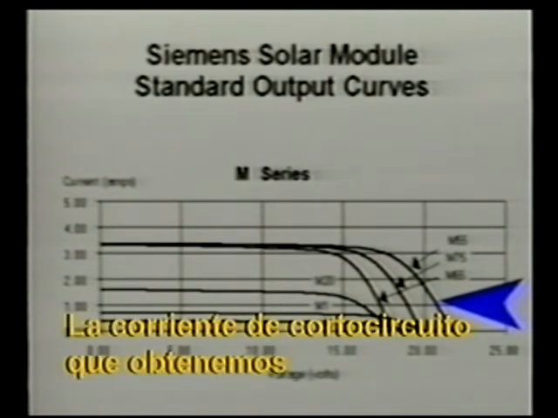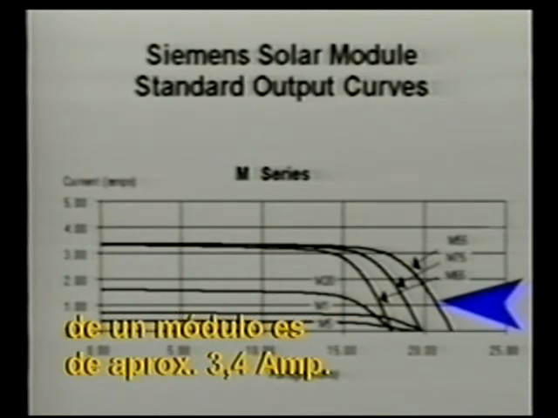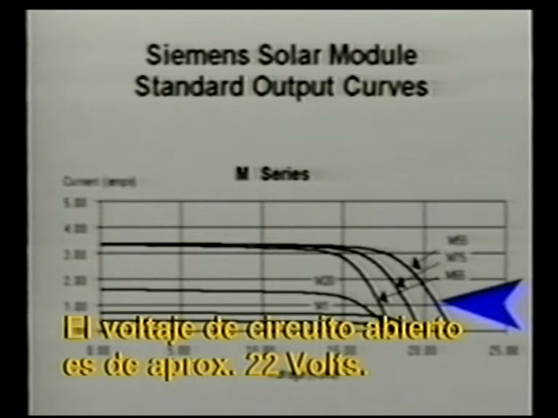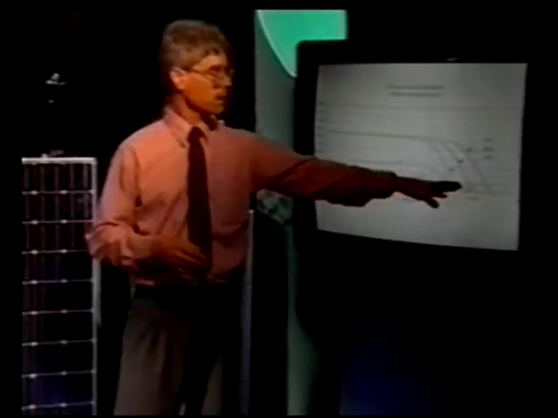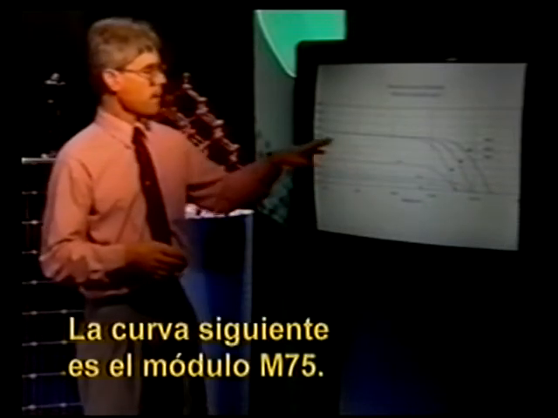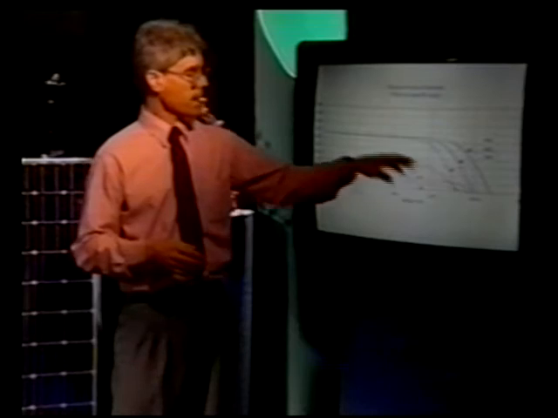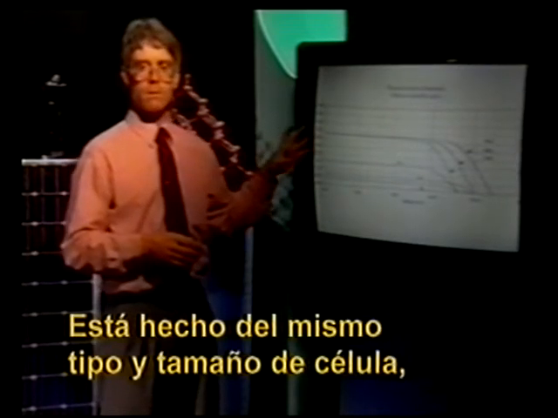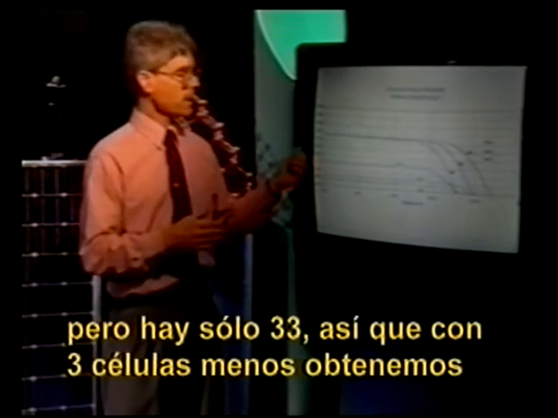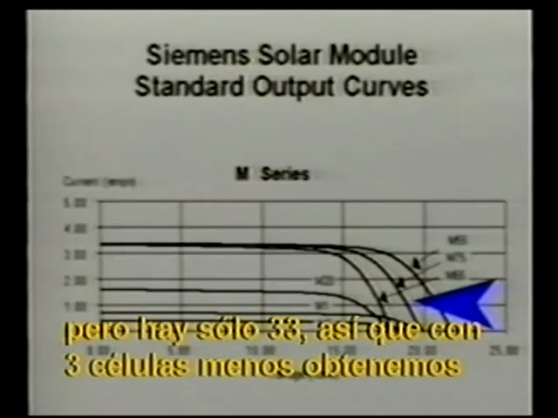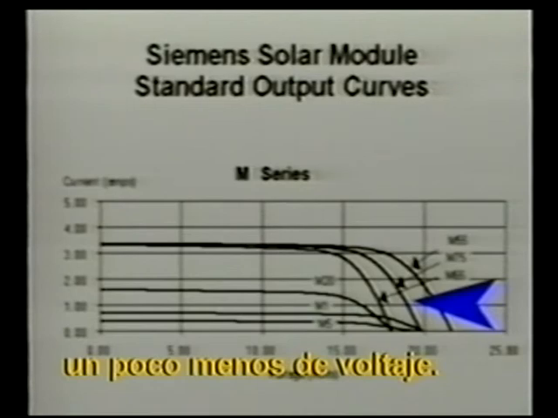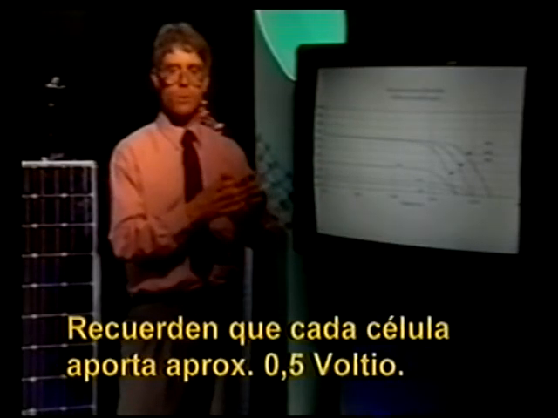The current that we get from the module, the short circuit current, is about 3.4 amps. The open circuit voltage is around 22 volts. The M75 module is the next curve. It's made of the same size of cell, the same type of cell, but there's only 33. So with 3 less cells, we get a little less voltage. Each cell, remember, contributes about a half a volt.